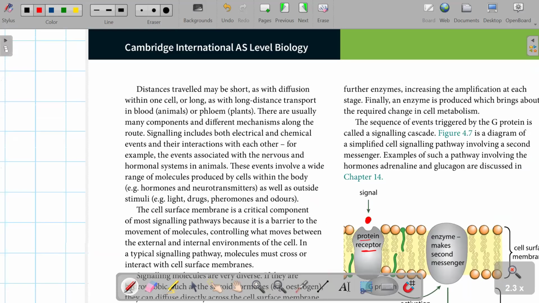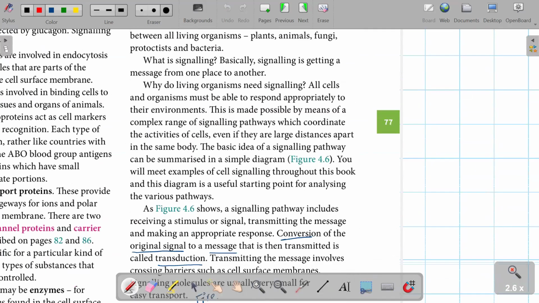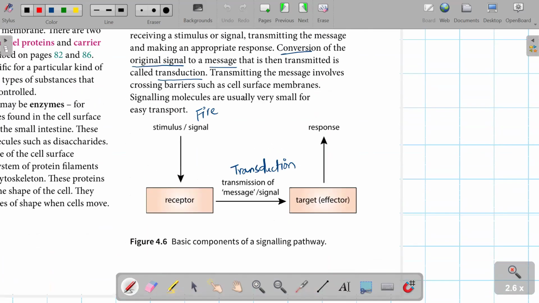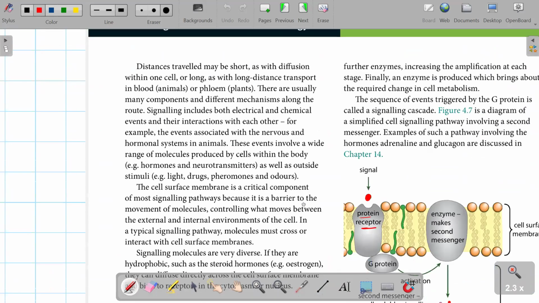We can study it from here. Distance traveled by the signal may be short, as with diffusion within one cell, or long, as with long distance transport in blood. They are saying that we are talking about signals within the body, because we are talking about cell signaling. Maybe there is something present at some position in your body, and there is a need of producing a response at another position.